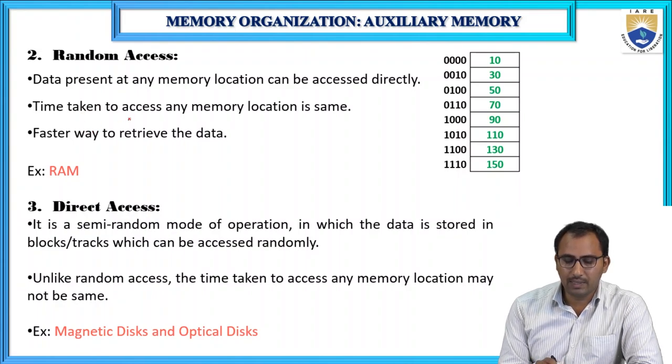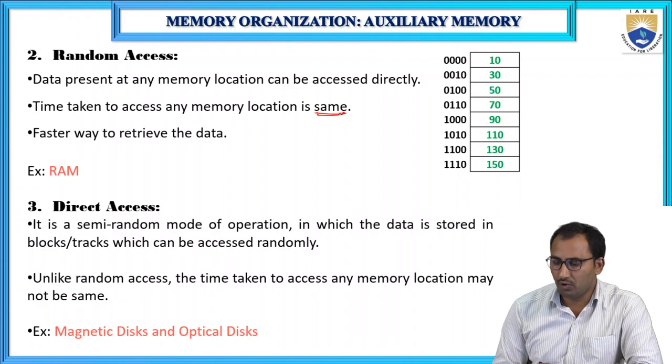So the time taken to access any memory location is the same. Suppose you are going to the address 0110, and after that you go to 1110. The access time to any memory location is the same. Okay, so that is random access. This is the fastest way to retrieve the data.